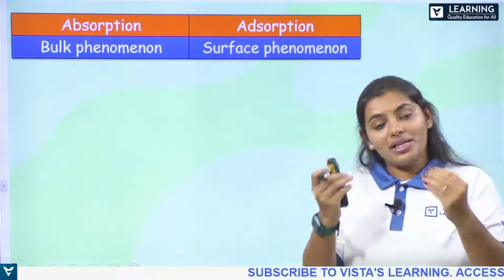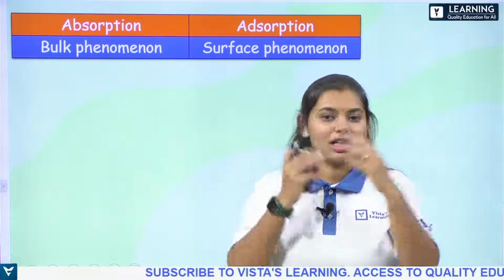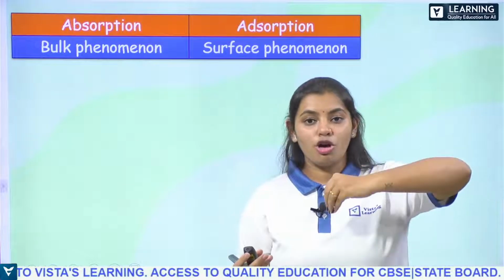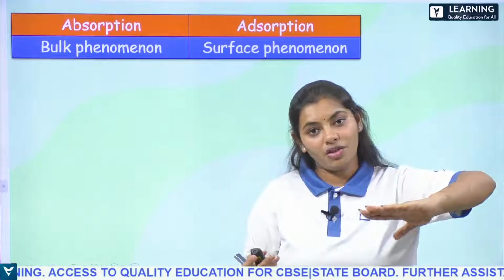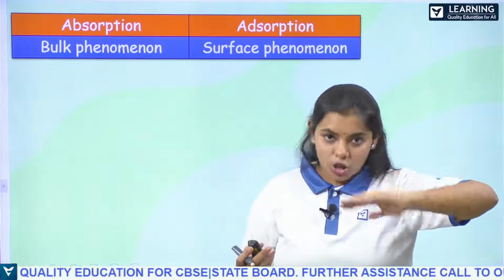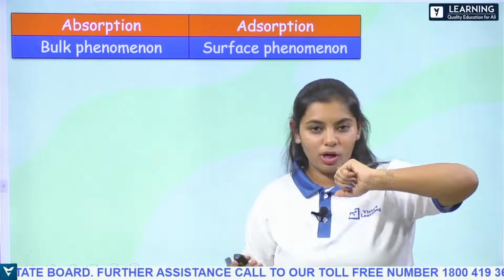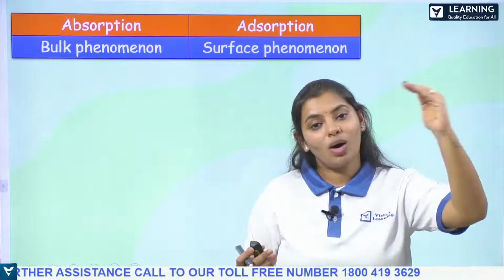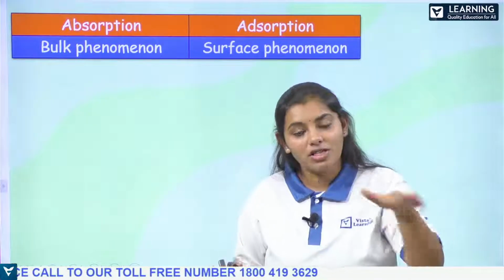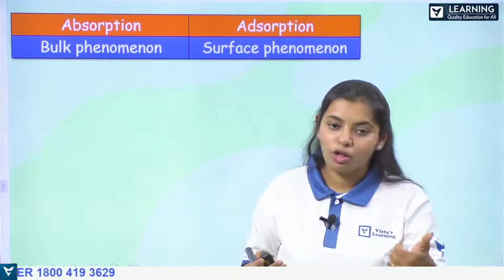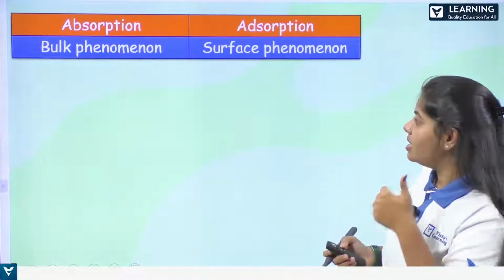How is it so? That is because adsorption is a surface phenomenon. There are substances which come and accumulate on the surface of a liquid or solid. When substance 1 comes and accumulates on the surface of substance 2, that kind of phenomenon is known as a surface phenomenon, and that is only seen in adsorption.